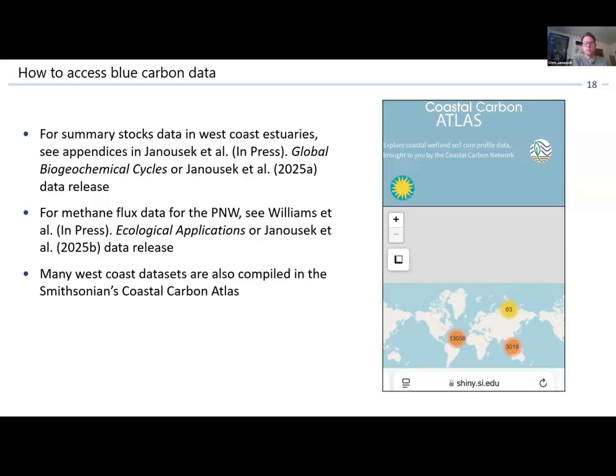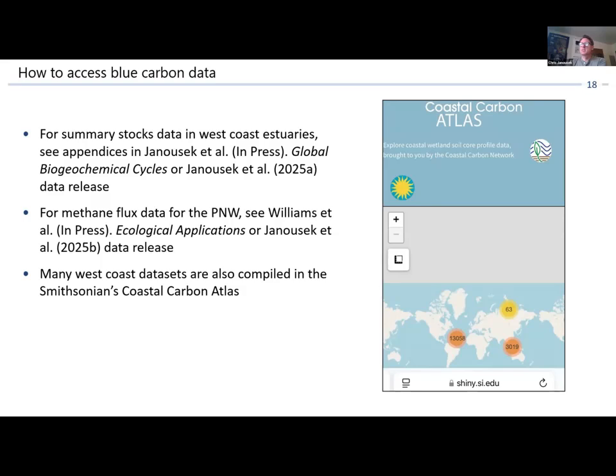Well, we have a paper in press, so this will hopefully come out in the next couple of weeks in Global Biogeochemical Cycles. We have a data release that's already publicly available. I have a link in the references at the end of my talk, and if you download that, you can go straight to the data release if you want all the nitty-gritty of the detail. If you want summaries by estuary, we've produced some supplemental tables that will appear in the publication, so you can download those. For methane flux data, we also have a data release and a second paper in press at Ecological Applications. If you're interested in that, again, the link is at the end of the presentation.